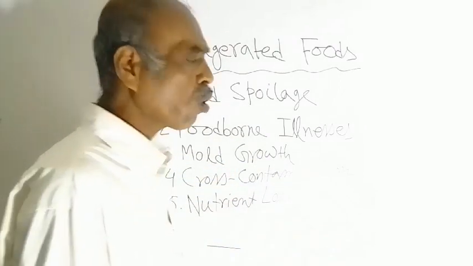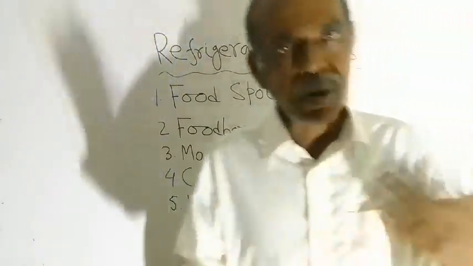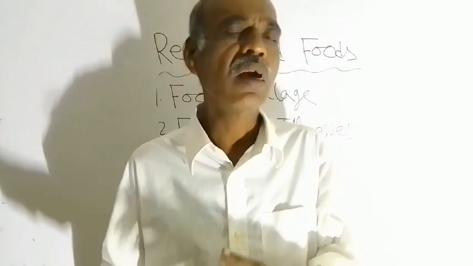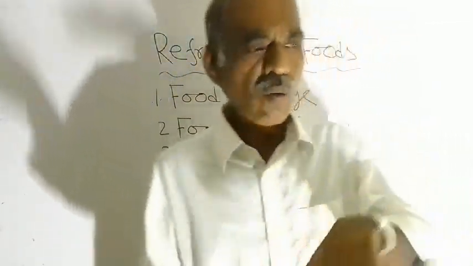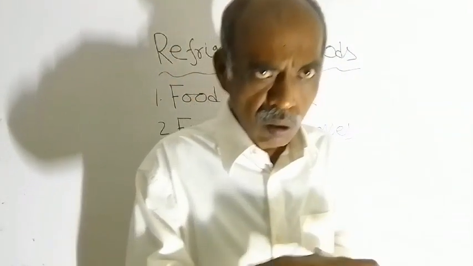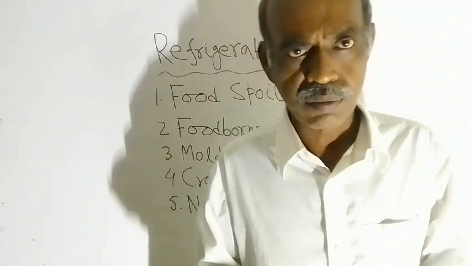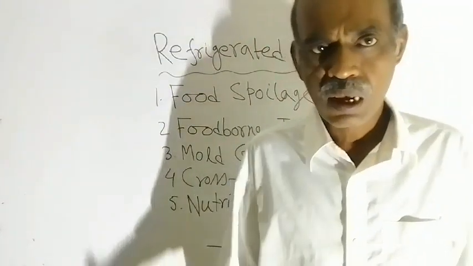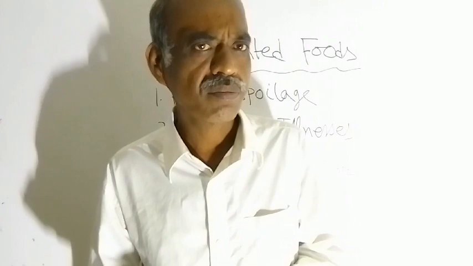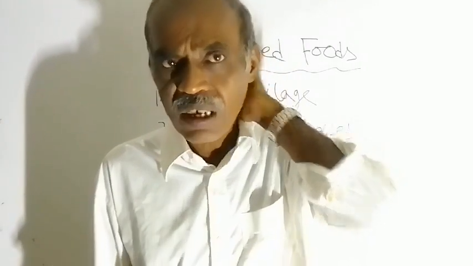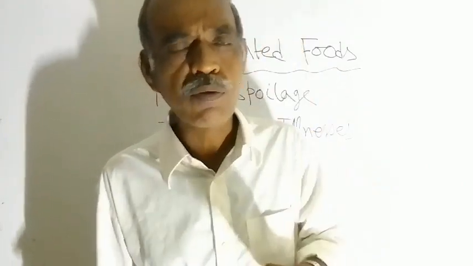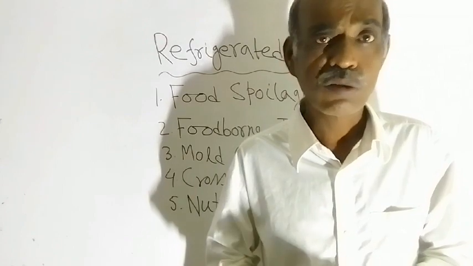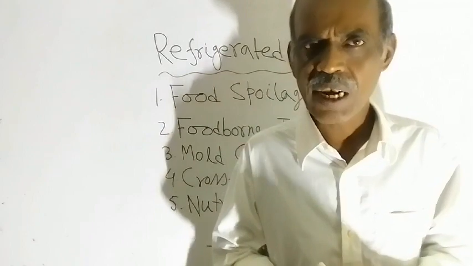Now the fourth point is what? Cross contamination. Cross contamination means normally inside the refrigerator we keep different types of foods. So the contaminants or the harmful bacteria, fungi, etc. from one food can move to other food, can contaminate the other foods kept inside the refrigerator. So when one food has already been spoiled, that spoiled food is able to contaminate other foods kept inside the refrigerator. So this is also a demerit of using a refrigerator, right?